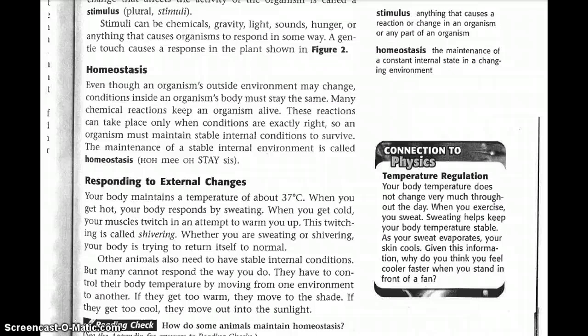Homeostasis. Even though an organism's outside environment may change, conditions inside an organism's body must stay the same. Many chemical reactions keep an organism alive. These reactions can take place only when conditions are exactly right. So an organism must maintain stable internal conditions to survive. The maintenance of a stable internal environment is called homeostasis.